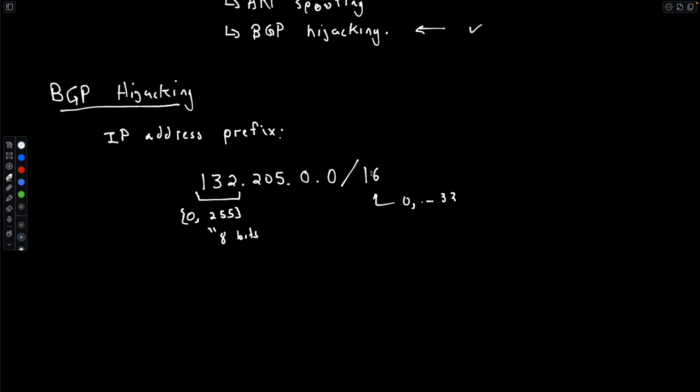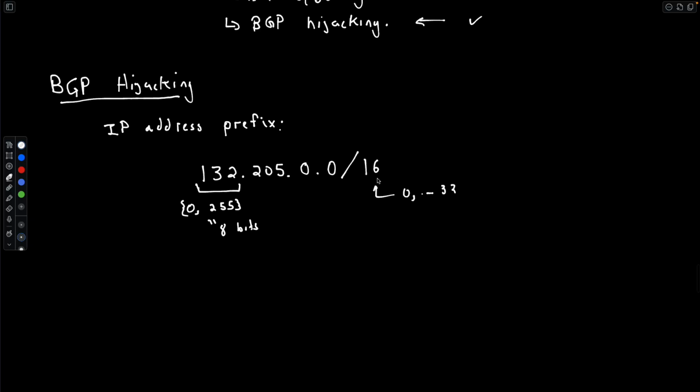So this is what it looks like. We have a slash. Now, what does this actually mean? What this means is that the first 16 bits are fixed. So whatever this IP address says the first 16 bits are, that's what they are. And the rest of it is like a wildcard. It can be anything you want.